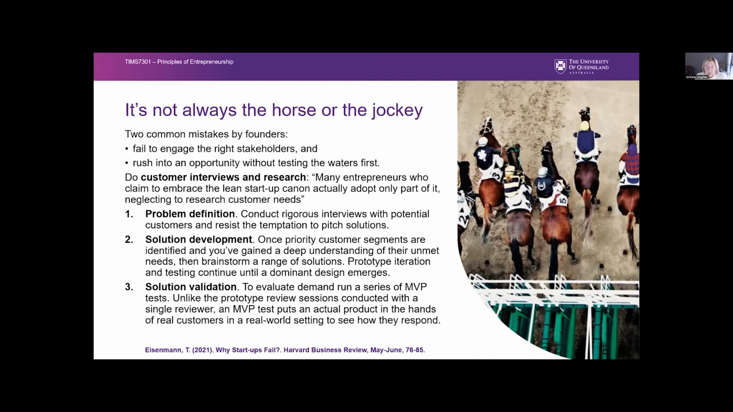And the other one is where they've moved or rushed into an opportunity without actually testing to make sure it's the right time and place and the right environment. It's really important to do customer interviews and research. If you don't do that, you're going to be in considerable trouble probably further along.